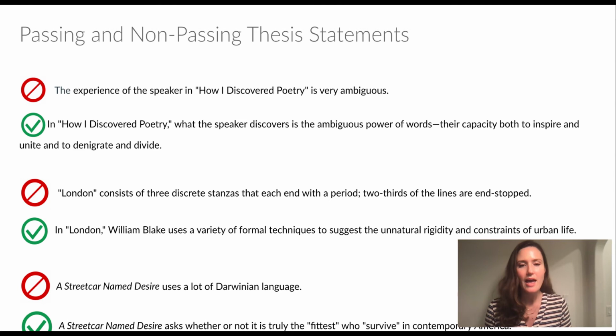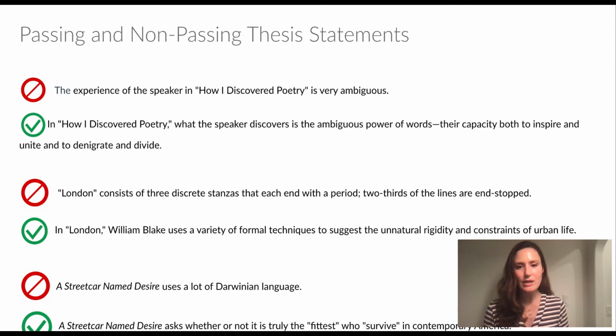Here's a better one. In How I Discovered Poetry, what the speaker discovers is the ambiguous power of words, their capacity both to inspire and unite and to denigrate and divide. So here it's not just saying that the experience is ambiguous. Here it's saying what's ambiguous, the ambiguous power of words. And it's much more specific. It gives a little bit of the so what, their capacity to inspire and unite and denigrate and divide. So this one is better. It could still be made more specific and more precise. It could also include a counter argument to make it even more debatable, but the second one is passing.